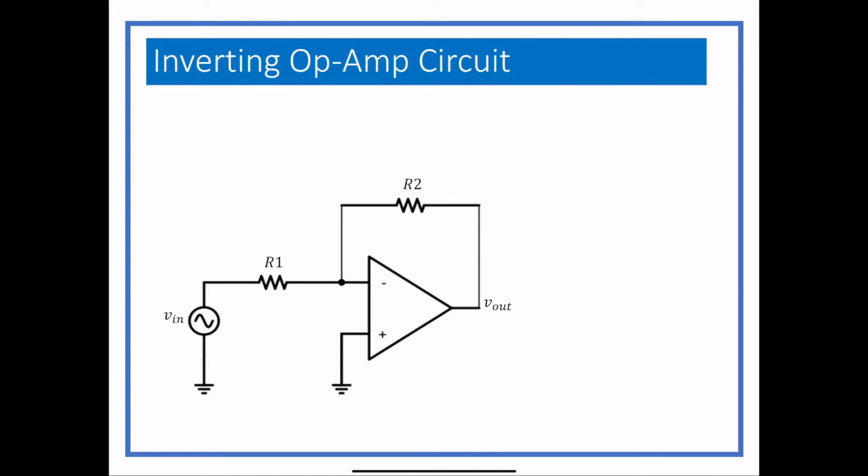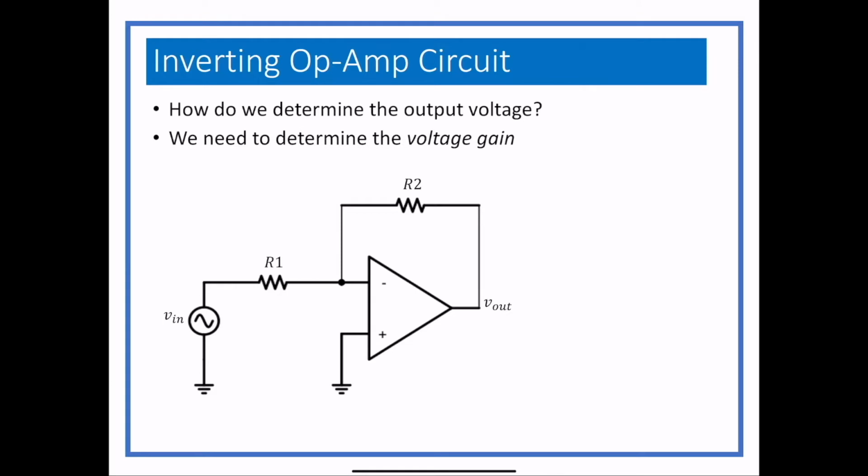This is known as an inverting OpAmp circuit. You'll notice that it has feedback from V out to V minus. So V out is connected through R2 to the inverting terminal, so that is negative feedback. And then we have another resistor that goes to the in. First of all, what we want to know is the output voltage. That's really the point of amplifiers: if we put a value in, what do we get out? Because it's an amplifier, we need to figure out what the voltage gain is.